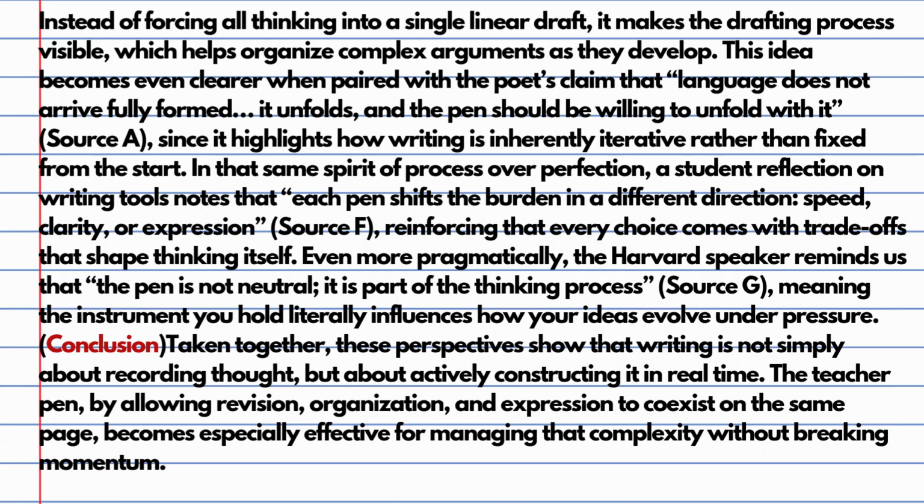This idea becomes even clearer when paired with the poet's claim that language does not arrive fully formed, it unfolds, and the pen should be willing to unfold with it. Source A, since it highlights how writing is inherently iterative rather than fixed from the start. I love that quote right there because source A is talking to the previous source.